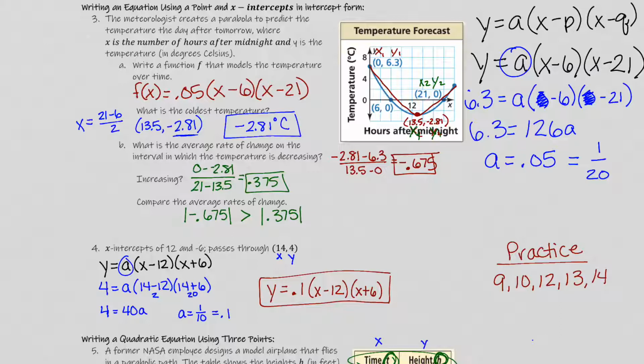Okay, because it's wanting to compare the rate of change. It doesn't matter if it's a negative rate of change or a positive rate of change. That's why I did the absolute value. So we want to determine, okay, so when it's decreasing, because that was where I got that negative 0.675, is when the rate of change is bigger, and it's decreasing between x being 0 and x being 13.5. And the x values are the hours after midnight. So I would say it has a greater rate of change.